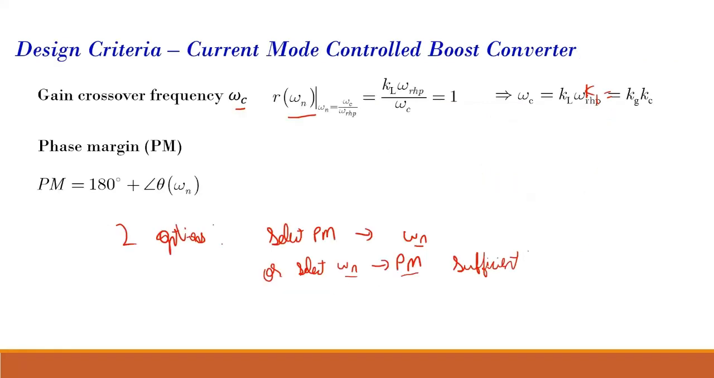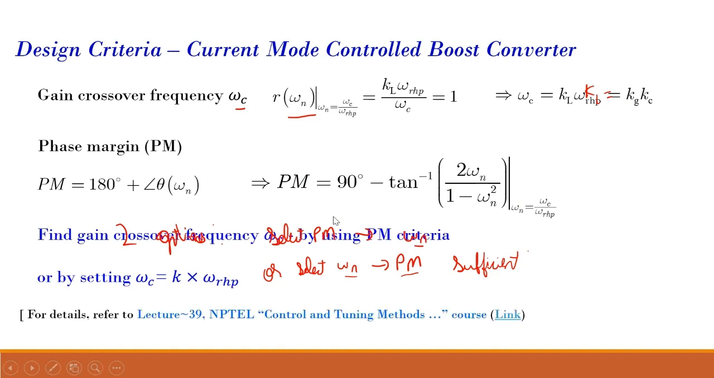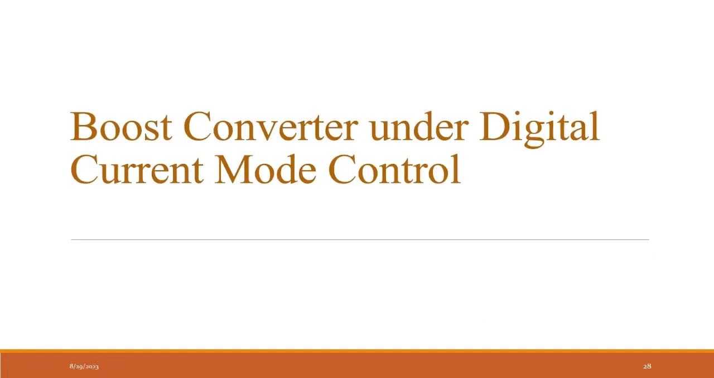So we can either select the crossover omega n, or we can select the phase margin, and then design. We can again find the transfer function of the controller. We will also solve one sum, and then this process will become a bit more clear to you.